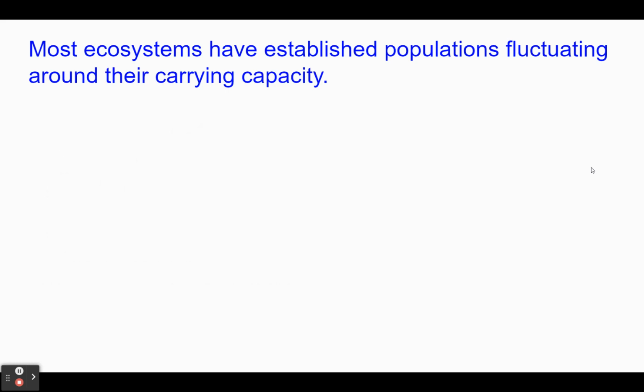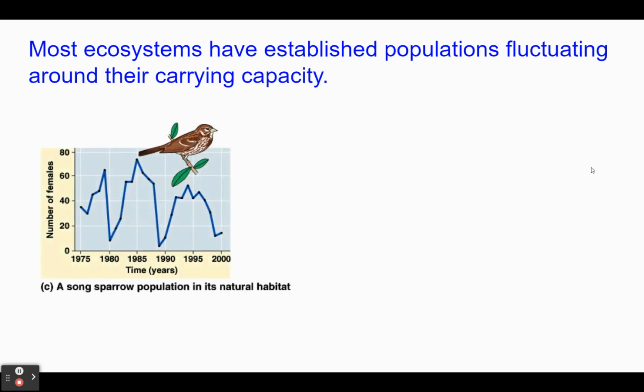So here's a real example. A song sparrow population in its natural habitat, and you can see how its population is fluctuating over the years. Now, if we had to estimate where the carrying capacity exists here, I would draw a horizontal line in between most of the fluctuations. And if I did that, it seems like it's around here, the middle of the fluctuating pattern, it would be around 35 sparrows. So that's my carrying capacity that I'm estimating for this population, 35 sparrows.